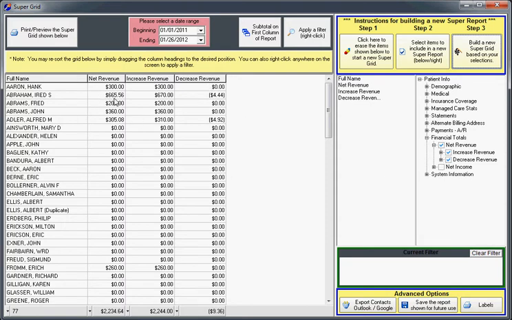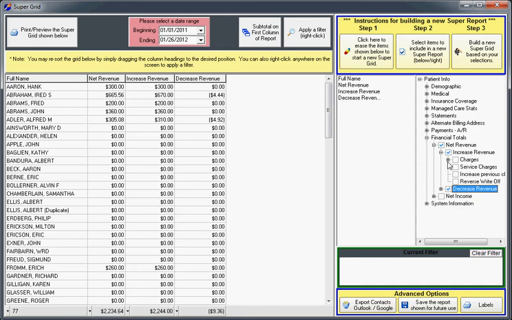In this case, we had $665.56 of net revenue. We had total charges of $670, and we wrote off $4.44. Now, if you want to know what increased revenue is, here are the categories that increase your revenue.